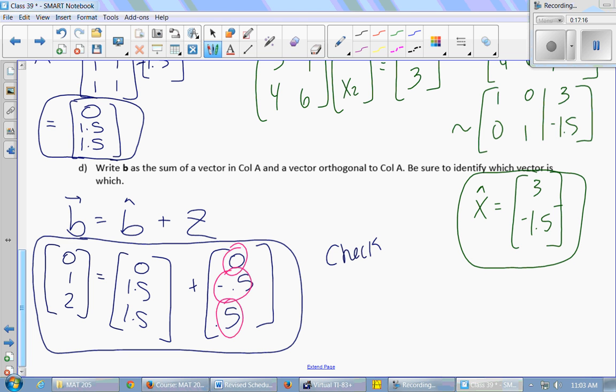And they are orthogonal. If you dot product them, 0 times 0 is 0, and then the second entries and the third entries are the same but opposites. So when you add them, you get 0. Yeah, B hat and Z. B hat dot Z should always give you 0, right? Because they are supposed to be orthogonal to each other.